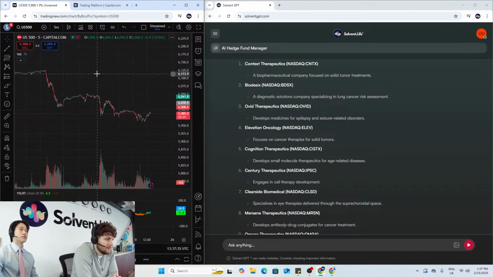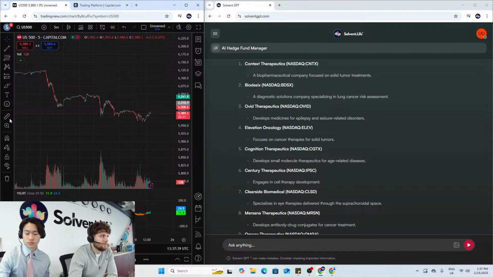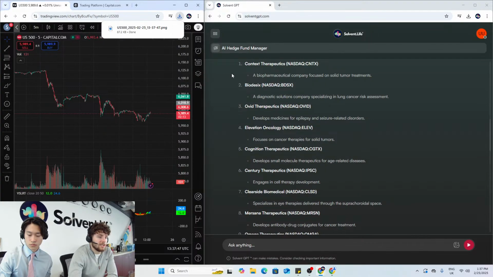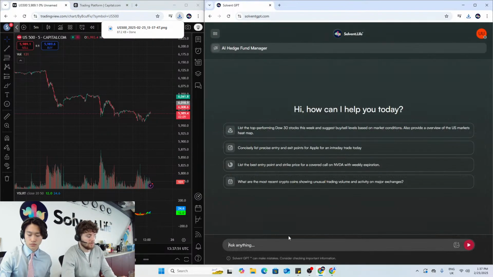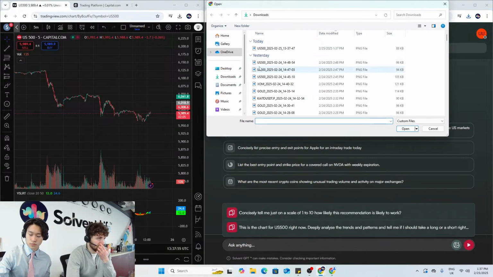Why don't you use the image recognition feature? Sure. Okay. So to take an image is fairly simple. We just need to go up to the top corner. There's the option on TradingView to download an image. Now, if you're using a different charting software such as Charles Schwab or maybe Thinkorswim, it's very easy to do a screenshot. It's just the Windows button and print screen keys.